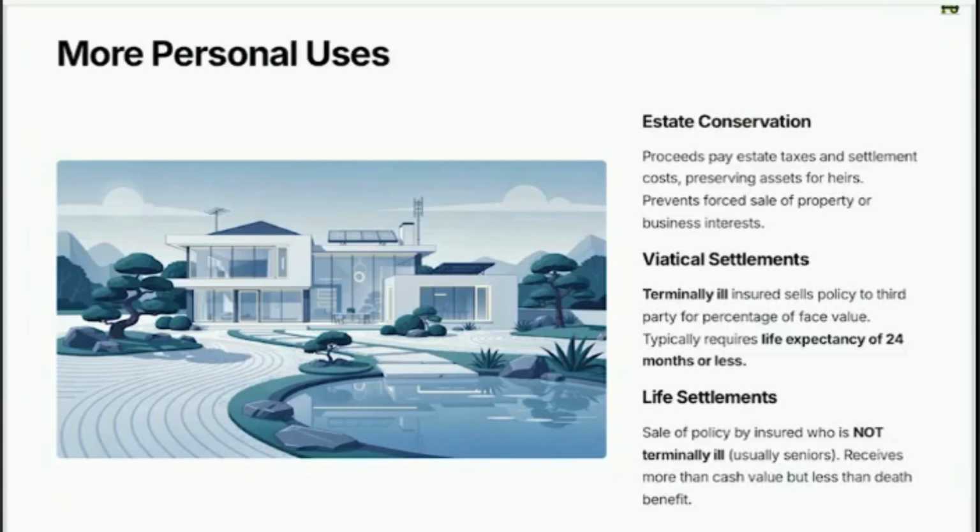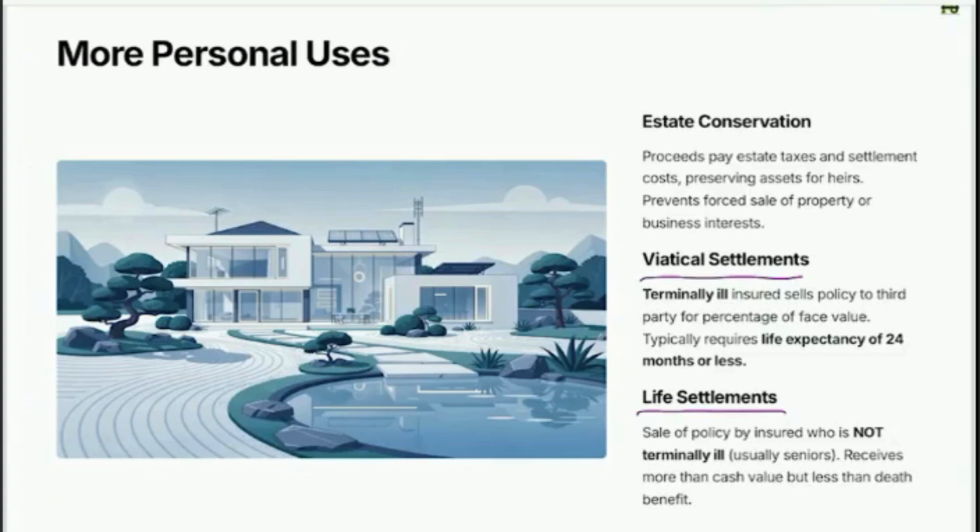Two other uses of life insurance policies for personal uses are viatical settlements and life settlements. You must check with your state if these are allowed, because some states do not. But they are two different ways where you can kind of cash out your life policy while still alive.